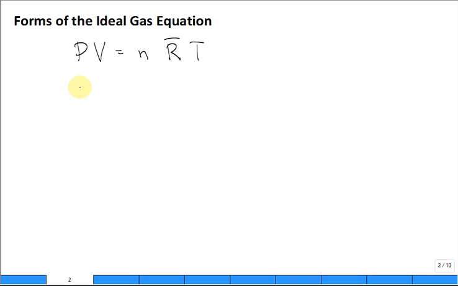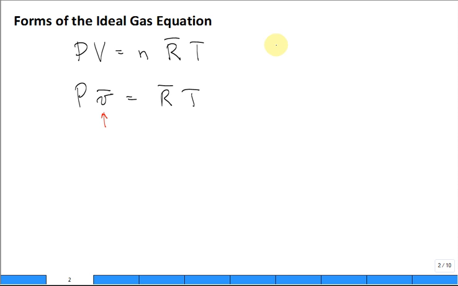If you take and you divide by the N, you get V bar. That's another form of that equation. True? P V bar is equal to R bar T. What is this V bar right here? That's the specific volume on a molar basis. It's how many meters cubed per kilomole.